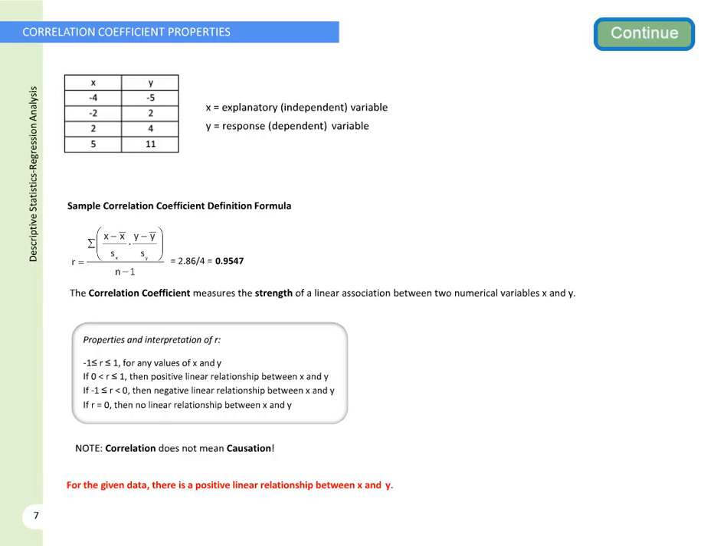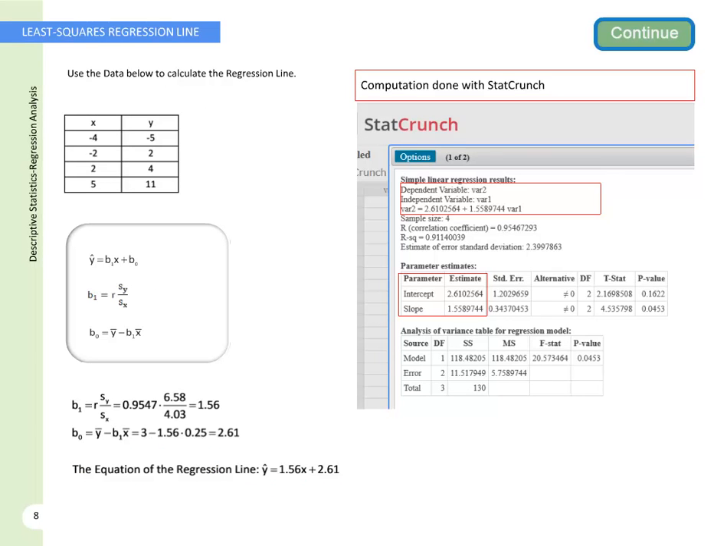No matter how strong a linear relationship between two variables, correlation does not mean causation. If r is 0, then there is no linear relationship between x and y. As r equals 0.9547, we conclude that for the given data, there is a positive linear relationship between x and y. On the previous page we drew the following conclusion: because r equals 0.9547, a positive number close to 1, then there is a positive linear relationship between x and y.